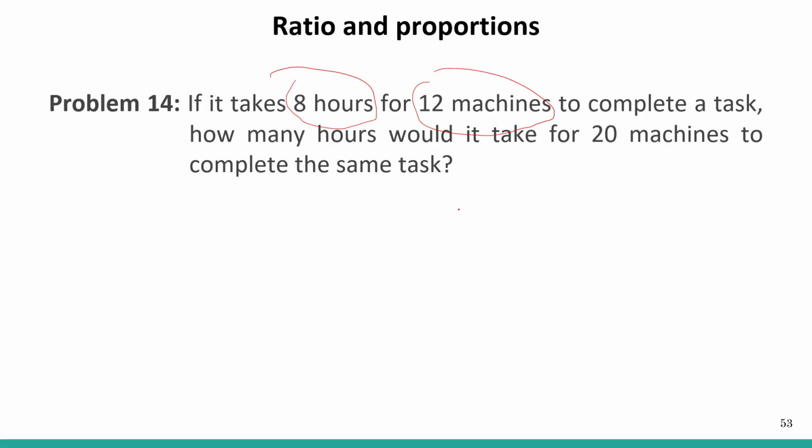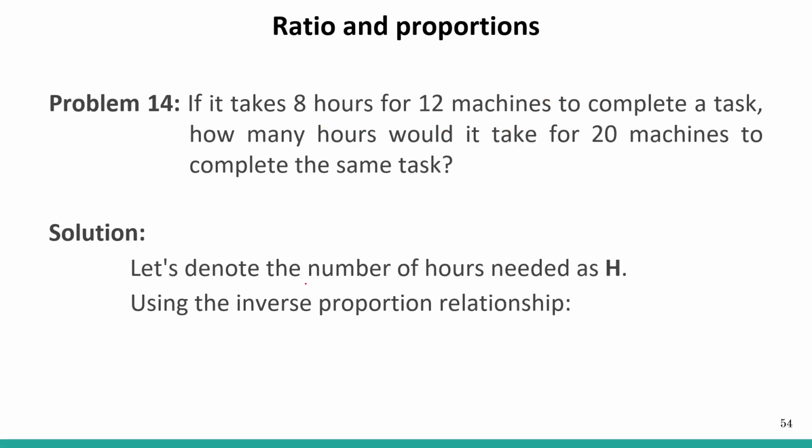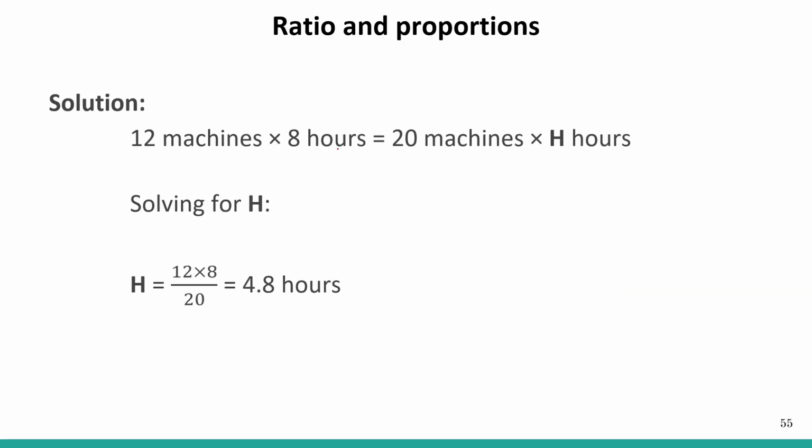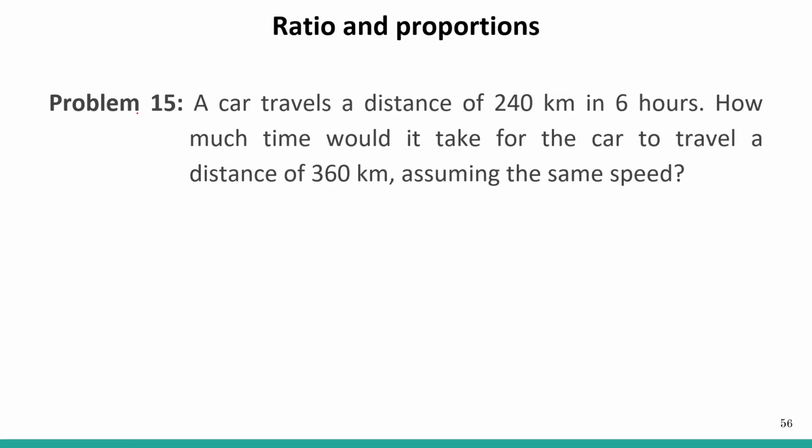Okay, so what you have is 20 machines. What you need to calculate is how many hours you need to complete the same task. Let's denote the number of hours needed as h. Using the inverse proportion relationship, 12 machines into 8 hours is equal to 20 machines into h hours. Solving for h, we are left with 12 into 8 whole by 20, which is equal to 4.8 hours.